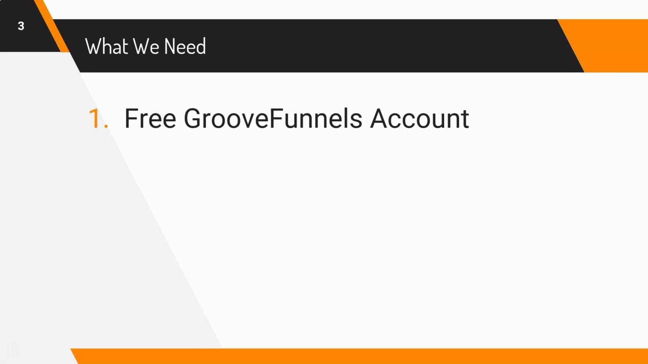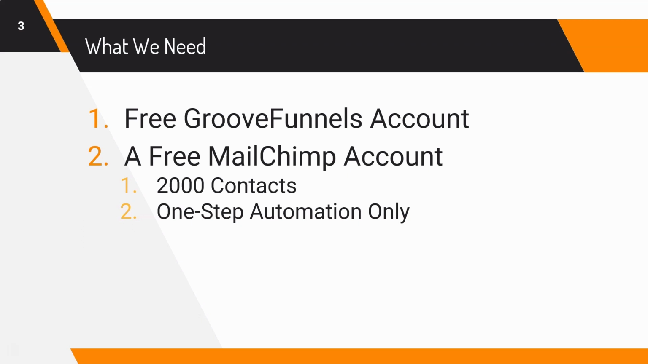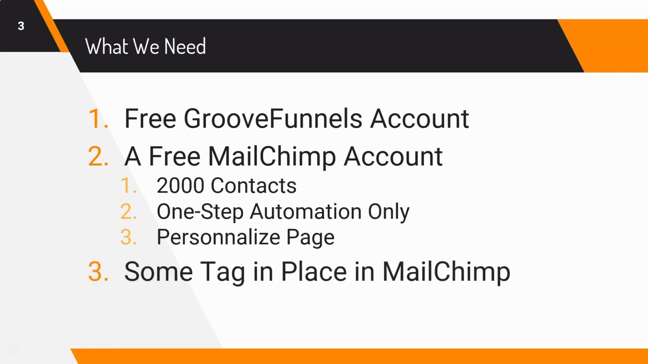So what we need is a free GrooveFunnels account. The link is in the description below. I will use this page to show you the Zapier integration. We need a free MailChimp account that will let you manage 2,000 contacts. You will be able to do a one-step automation only, but as usual with Zapier, we can add the first tag that will create a multiple-step automation. And we can have a personal thank you page in the case of a double opt-in and that kind of stuff. And also we will need some tags in place in MailChimp.